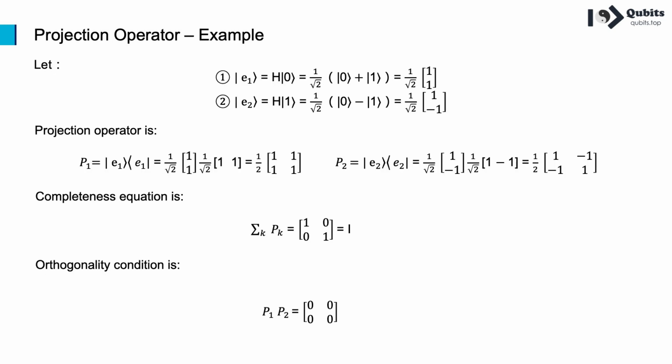Let's consider an example. First, we use the H-gate to generate two standard orthogonal bases. The projection operator for each orthogonal basis is given by their outer product. Using matrix operation rules, we can obtain the corresponding matrices for the projection operators. According to the completeness equation, the sum of all projection operators is equal to the identity matrix. Since the projection operators are mutually orthogonal, the product of any two projection operators results in a zero matrix.